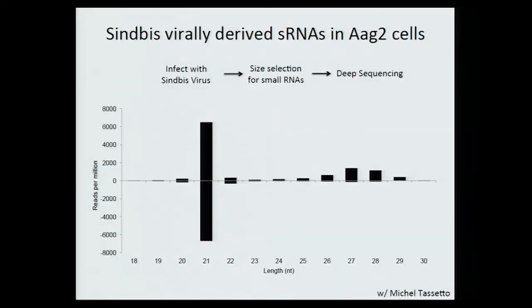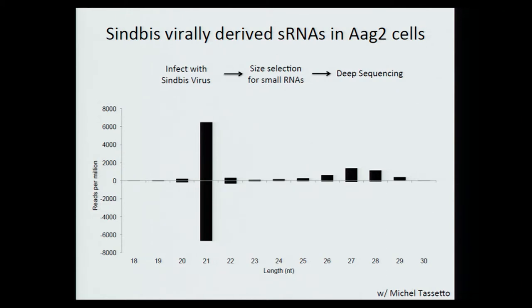And so if you take mosquito cells, AG2 cells, which are from Aedes aegypti, infect them with an arbovirus, Sindbis virus, which is an alphavirus, and then do a size selection for the small RNAs, deep sequence them, and then map them to the viral genome, what you'll see is this characteristic two peaks of 21 nucleotide siRNAs. And you can see that they come from both sides of the genome in an equal distribution, which is strongly indicative of that long double-stranded intermediate being the target of Dicer.